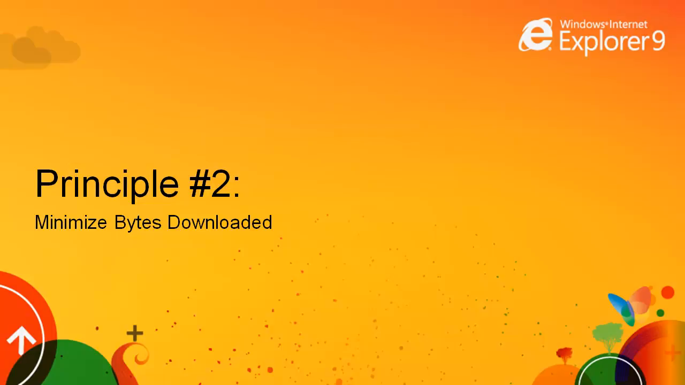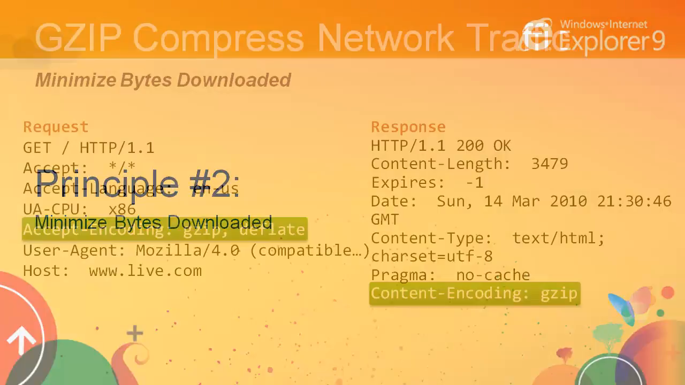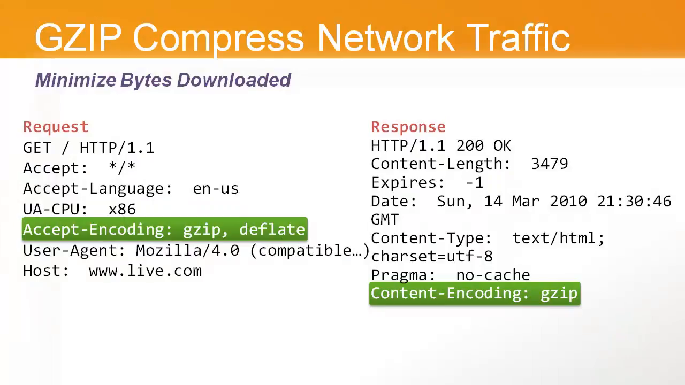Principle number 2, minimize bytes downloaded. This is saving your bandwidth, but also saving the time that it takes to render the page on the client. For that, compress your network traffic in order to improve the use of the resources available.